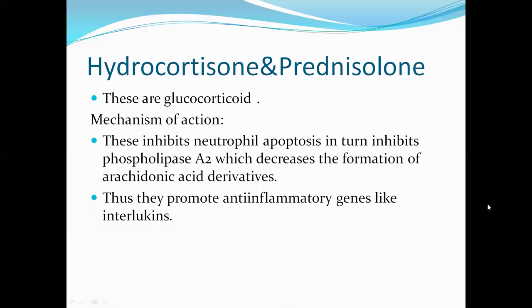Next, hydrocortisone and prednisolone. These are glucocorticoid drugs. Then what is the mechanism of action of glucocorticoids? These glucocorticoids mainly inhibit neutrophil apoptosis. This in turn results in inhibition of the phospholipase A2 enzyme. When phospholipase A2 is inhibited, it decreases the formation of arachidonic acid derivatives. When arachidonic acid derivative formation is decreased, the anti-inflammatory action is increased so that they can treat asthmatic conditions.